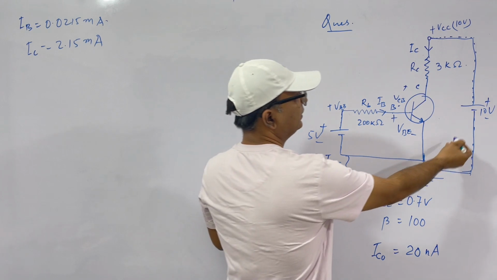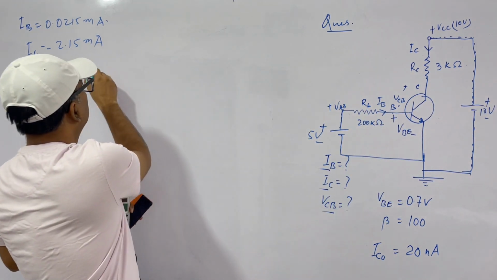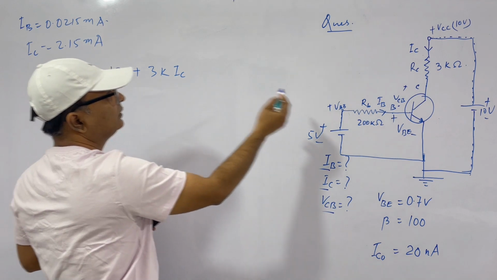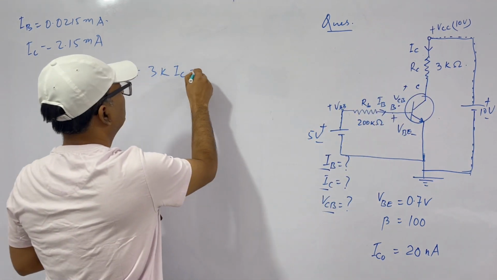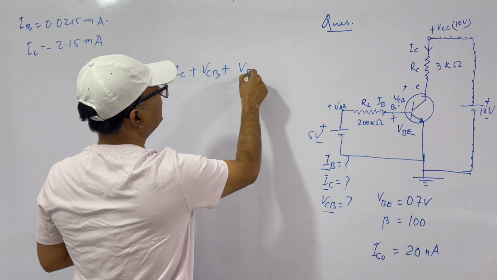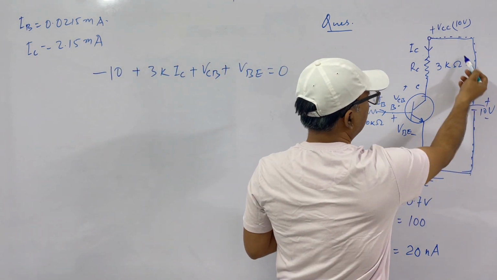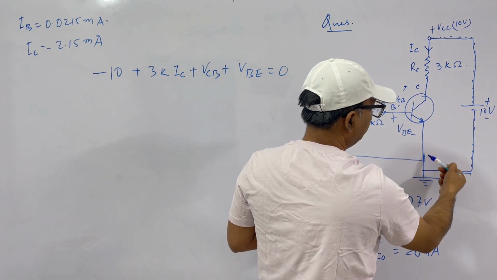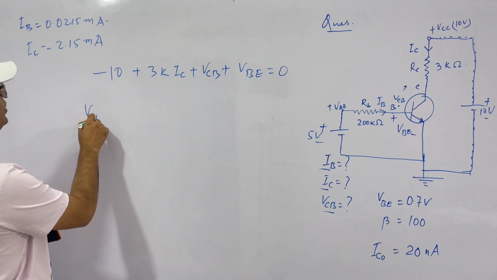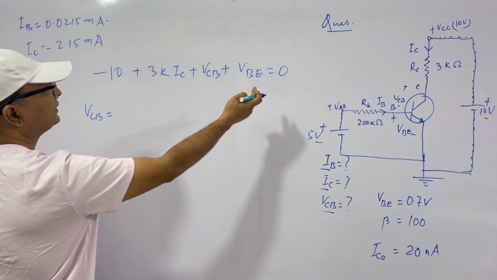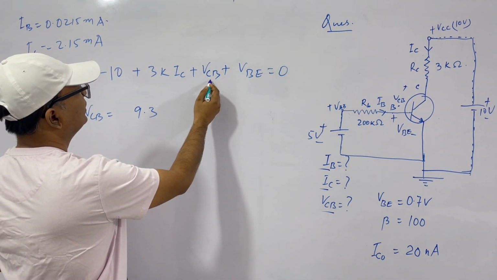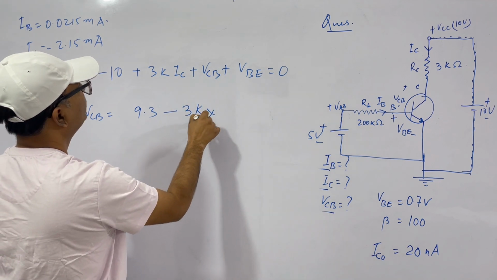See, in this circuit, if we apply KVL, this is minus 10 plus IC into 3, that is 3K IC. This resistor into current, voltage drop here, and then plus VCB. See the direction, this is plus minus, so VCB plus VBE is equal to 0. This circuit, minus 10, RC into IC, VCB, VBE. So this is one loop. We have from here, VCB is equal to, see 10 goes plus to this side and this is 0.7, so this becomes 9.3, 10 minus 0.7, 9.3, and this is VCB minus 3K into IC.